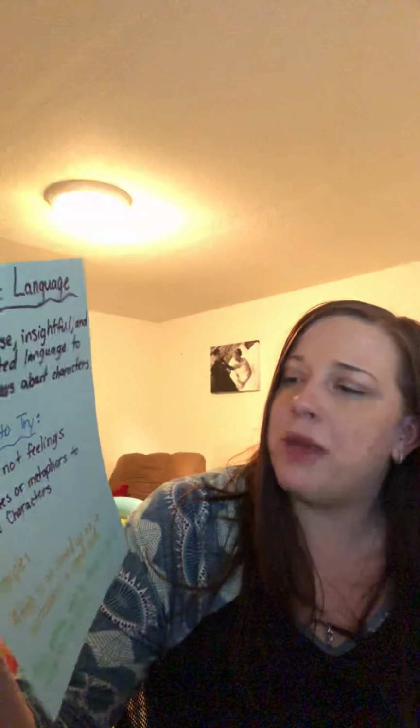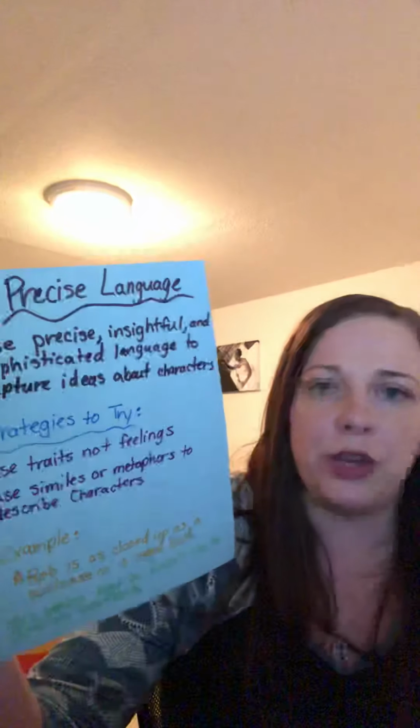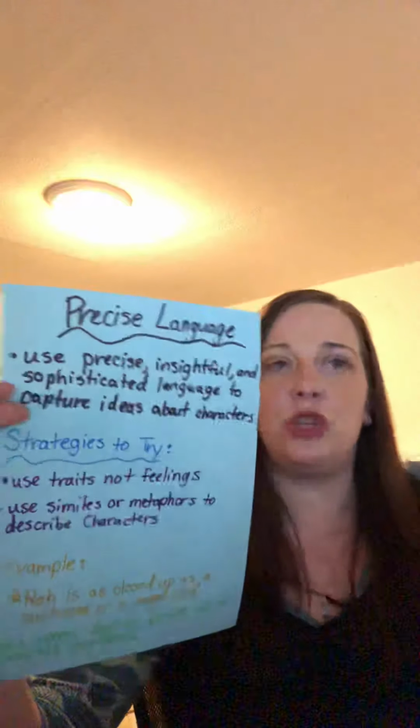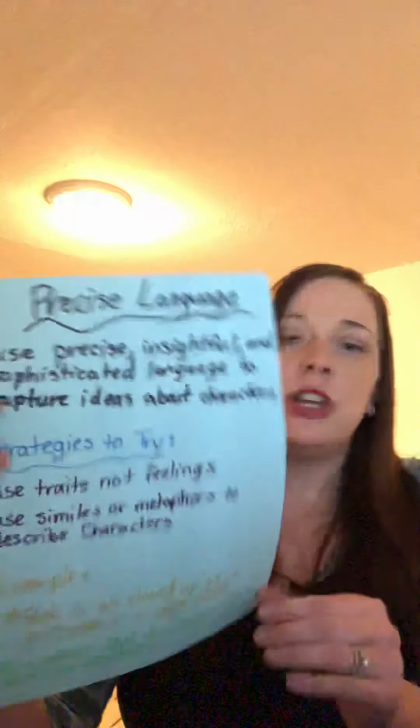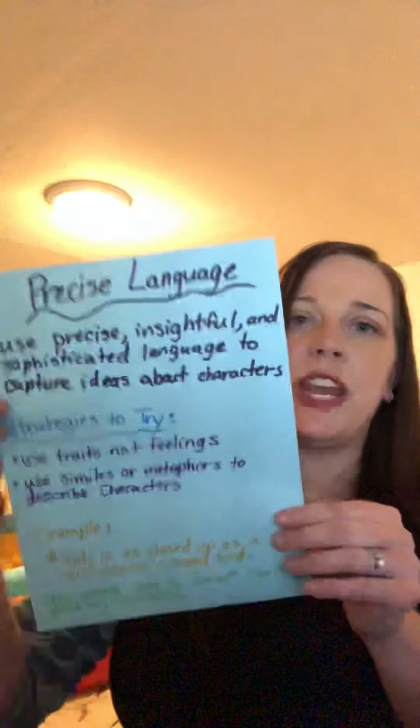Use similes or metaphors to describe characters. And this comes back to the figurative language, right? Figurative language is an author's technique to help you envision a situation or to describe a character. Here's my example. I'm referring to Rob from Tiger Rising. We all know Rob. We've talked a lot about Rob. So here's my example. Rob is as closed up as a suitcase or caged bird.